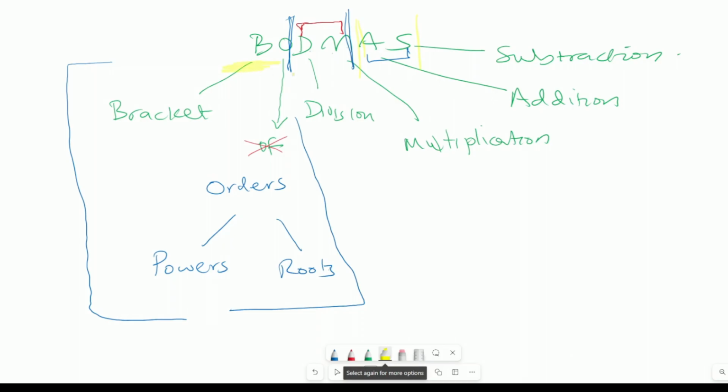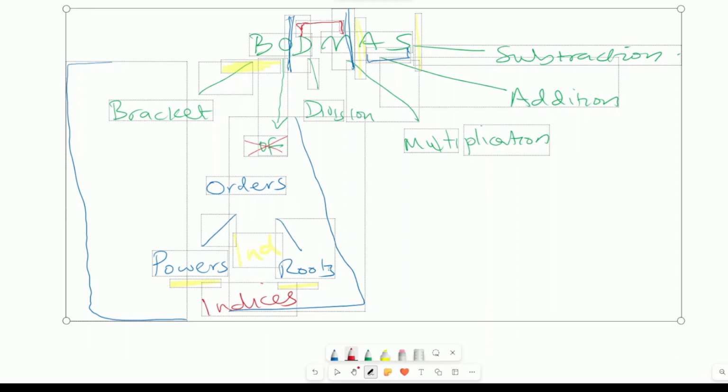brackets first. Then look out if there are any powers or roots or what we call indices. Okay, indices. Solve them second immediately after solving the brackets, and then division and multiplication, and then you are able to solve the rest. So let's look at some examples.